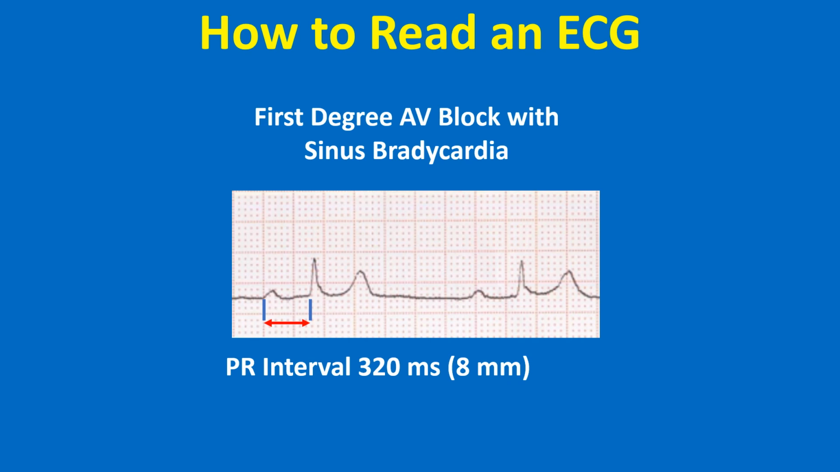1 millimeter will correspond to 40 milliseconds at paper speed of 25 millimeters per second. So PR interval of 8 millimeters will be 320 milliseconds here. This ECG also shows sinus bradycardia with heart rate 43 per minute.